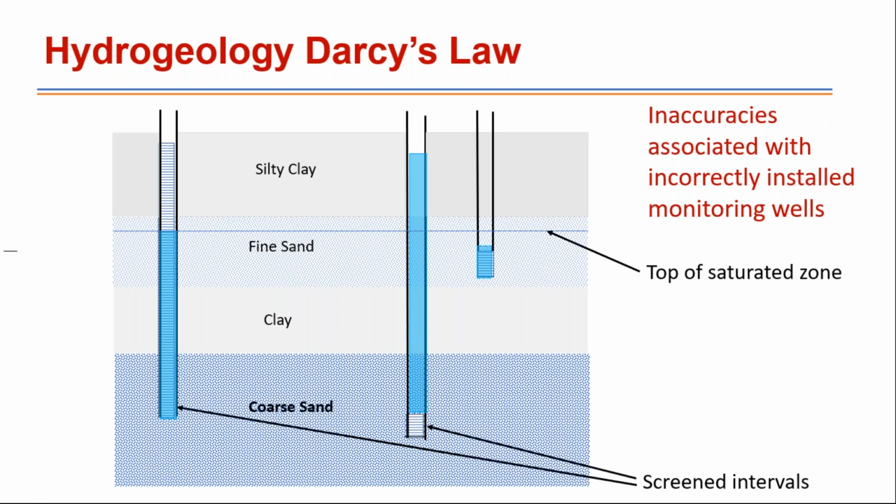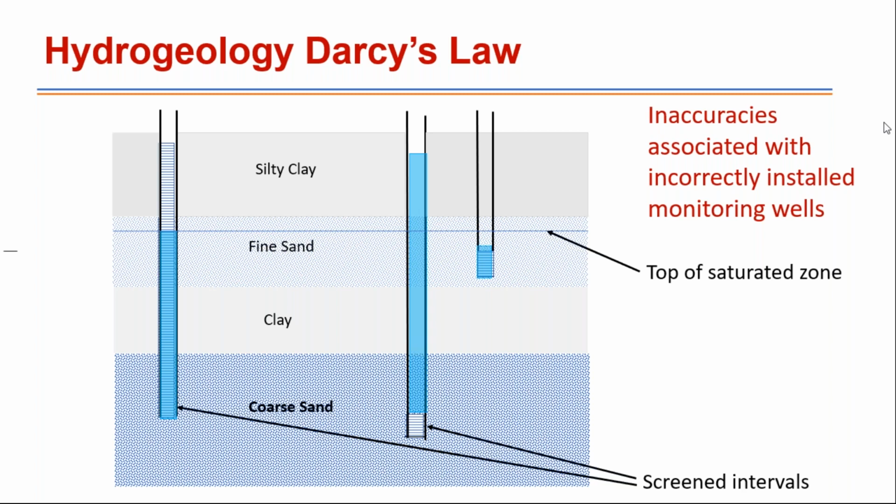Then if you look at the well completed in the fine sand, a small part of it, your head may be lower. But what this is going to give you is an indication that if there is flow through the clay or fractures, it's going to flow from the coarse sand upwards to the fine sand, not the other way around. So if you have contamination in the fine sand, you may be in luck that there's less chance of it getting down to the coarse sand.